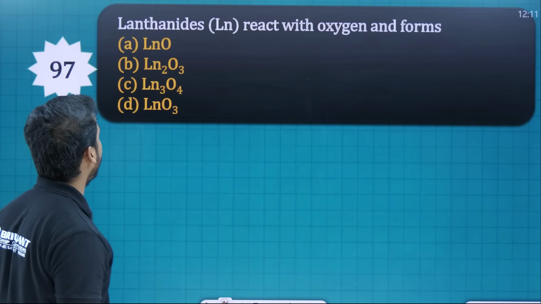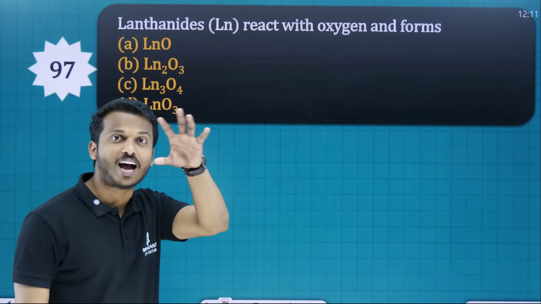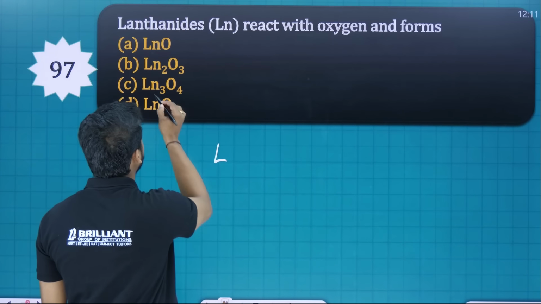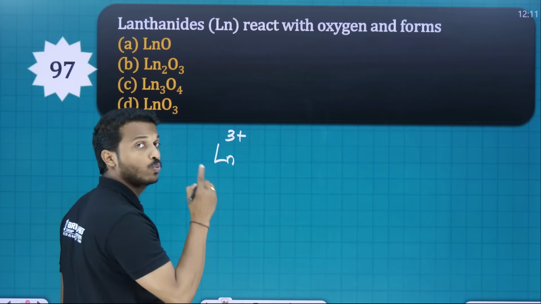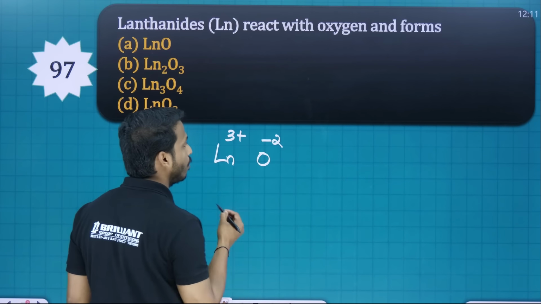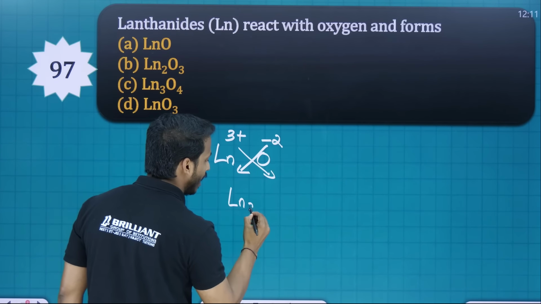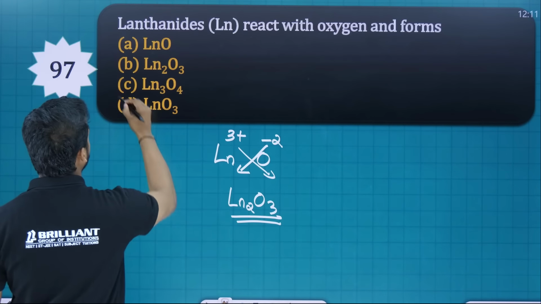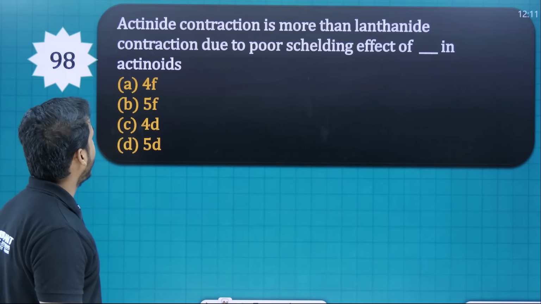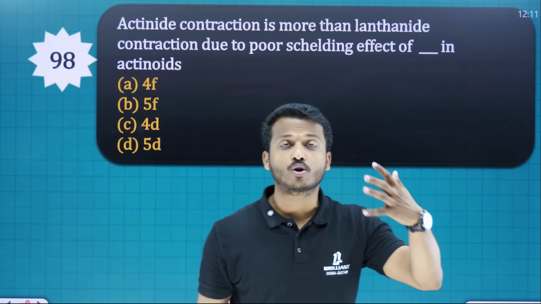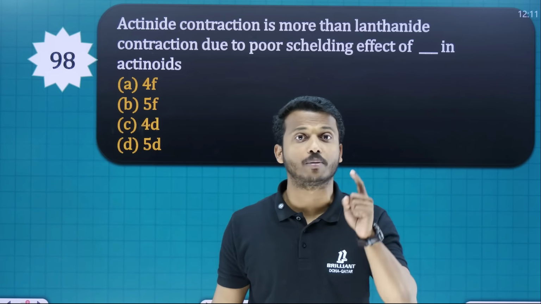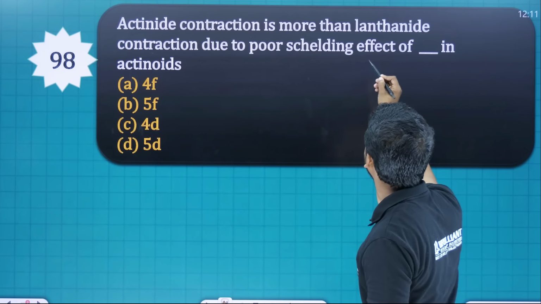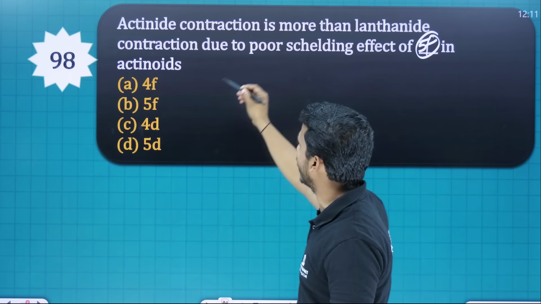+4. Now, lanthanides react with the oxygen and form. There is a chart given in your textbook. Lanthanum, they mention as the generalization Ln. You know, lanthanide general oxidation state is what? 3+. Oxygen general oxidation state is what? -2. So what is the formula of lanthanide oxide? Ln2O3. That's it. Then actinide contraction is more. We studied actinide contraction is more than lanthanide contraction because of the very poor shielding effect of 5f orbital in actinoids.